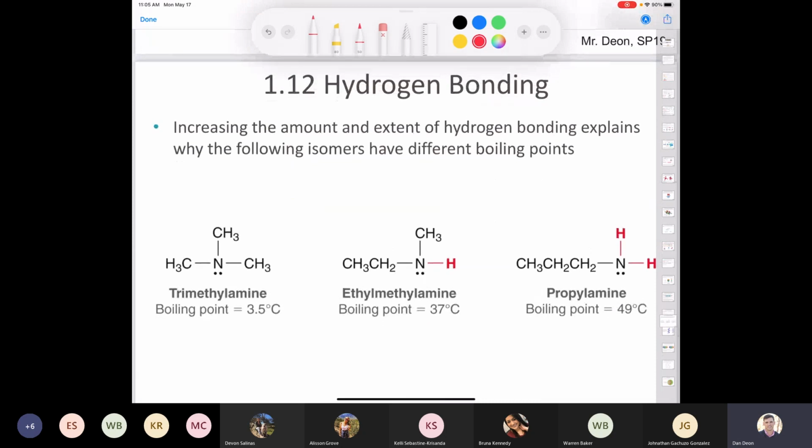Here's another example of hydrogen bonding in nitrogen-containing molecules. Hydrogen bonding helps us understand why these three molecules have very different boiling points, don't they? You have trimethylamine, which has a boiling point of 3.5 degrees Celsius. Then you go up to ethylamine. All of these molecules are C3H9N, but since it has the capability of hydrogen bonding, it's got a higher boiling point. Then you go up to propylamine, which has the capability of twice as much hydrogen bonding. It has an even higher boiling point.